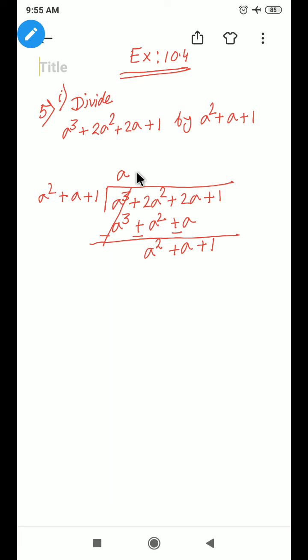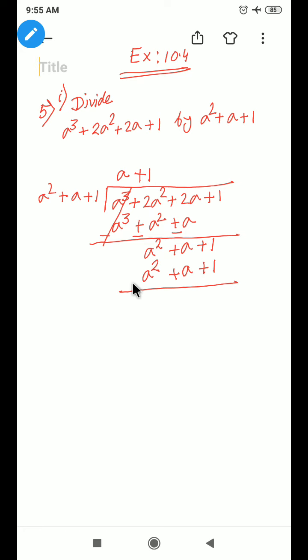Now which number do you have to multiply with a square to get a square? That will be nothing but 1. So this 1 you have to multiply with all of these terms. So this will be a square into 1, which is a square. If you multiply a into 1, that will be a. And if you multiply 1 into 1, that will be 1.